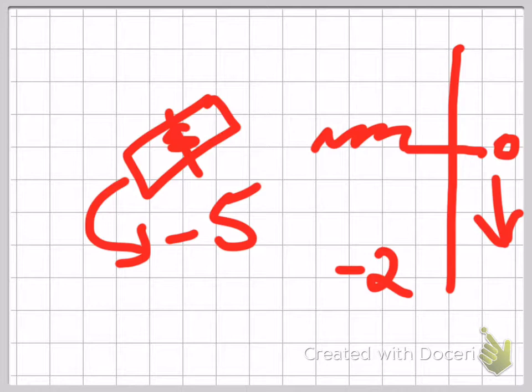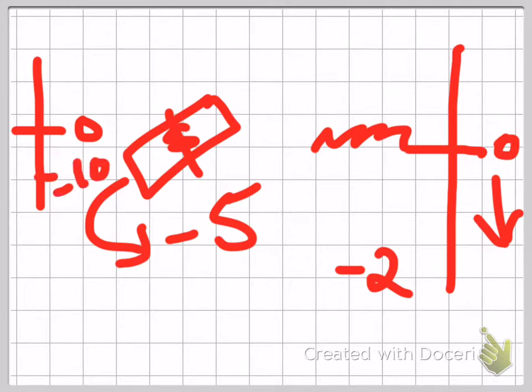Another example could be temperatures. The temperature is where the penguins live. It's so cold that for them to be comfortable, they're going to have to be below 0, like 10 degrees below. So that would be negative 10.